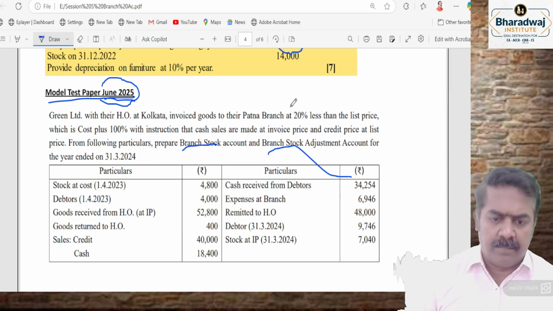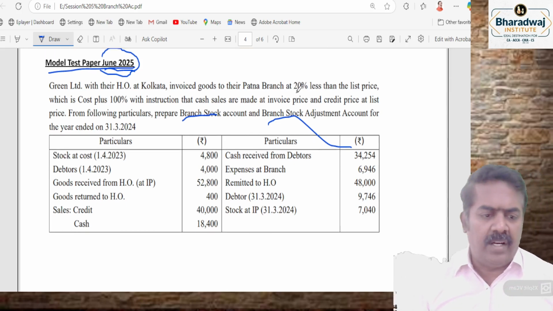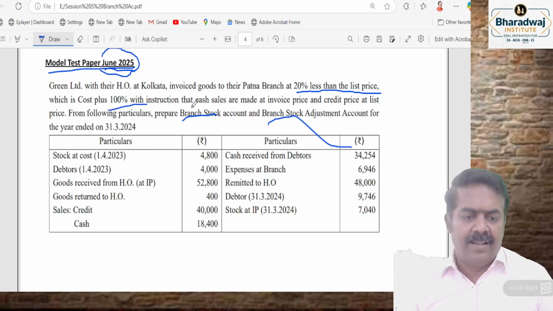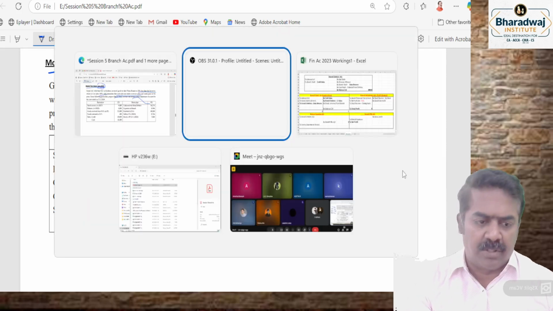Look at the question. Goods are sent at 20% less than the list price, which is cost plus 100%, with the instruction that cash sales will be made at what price? Invoice price. Credit sales will be at what price? List price.